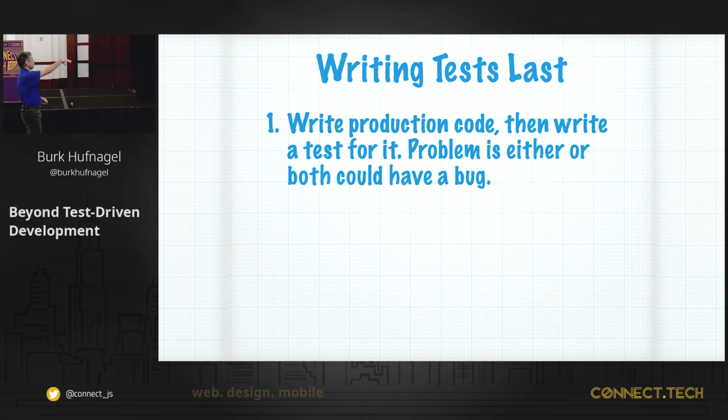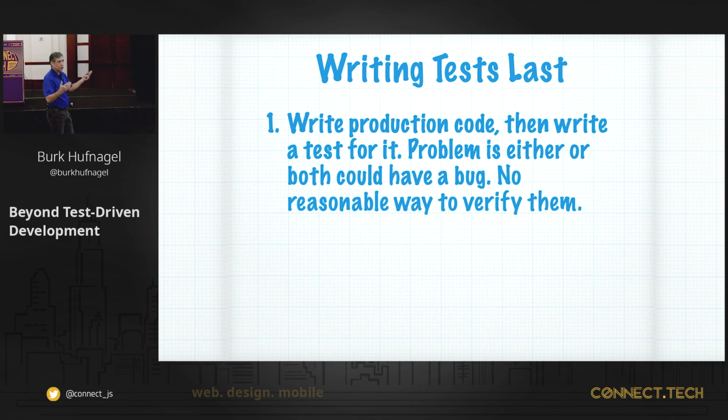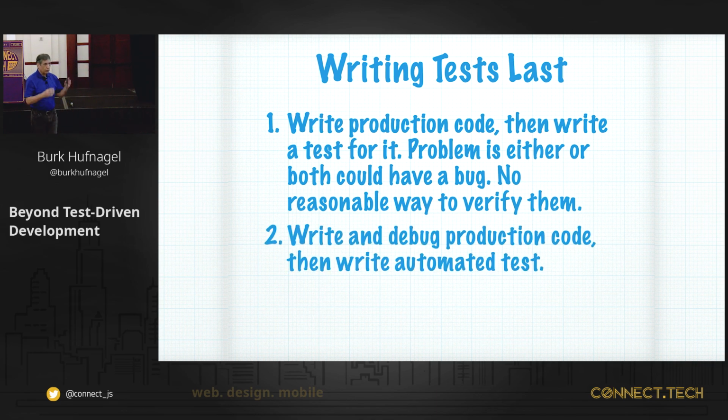Anyways, back to this. You got a problem because either one can have a bug, and so you can't trust either one of those. There's no way to verify until you break out the debugger and do all the manual testing. So that doesn't really help a lot. The other way of doing this is, if you write and debug the program, right, and make sure that the program works, then you write the test, then you can make sure that it's working properly.